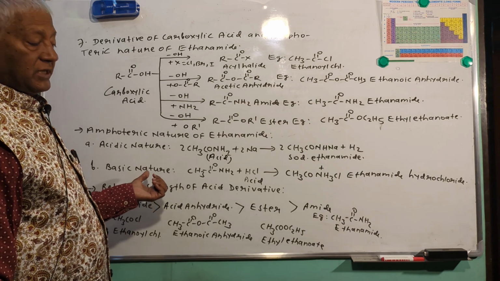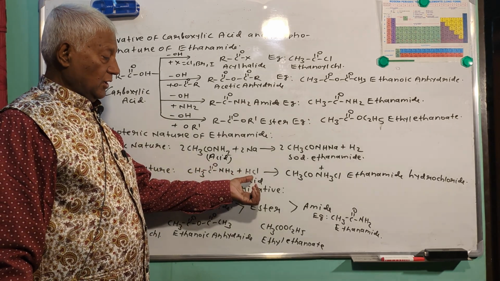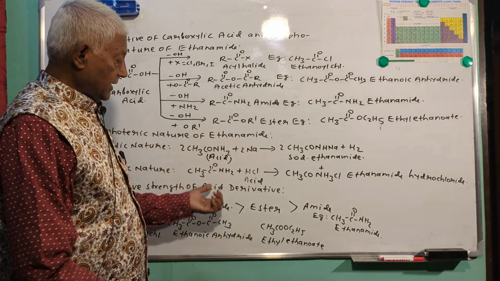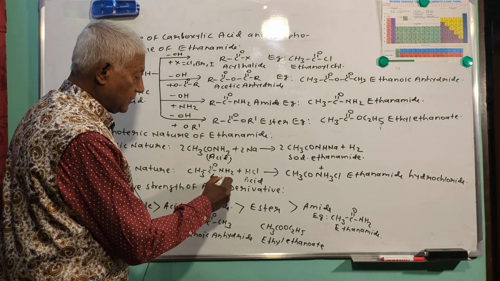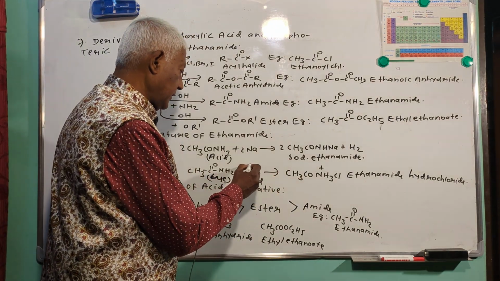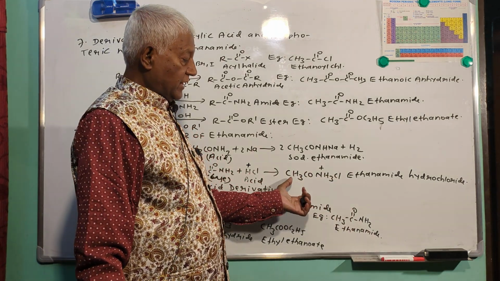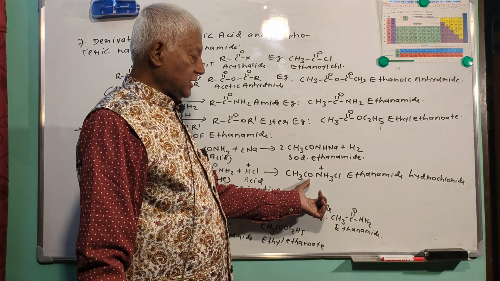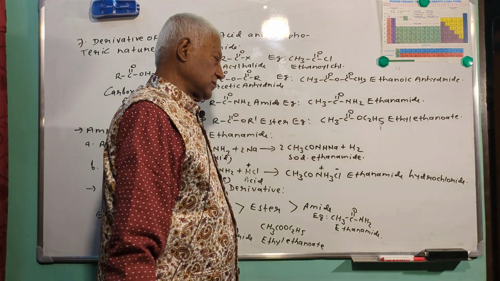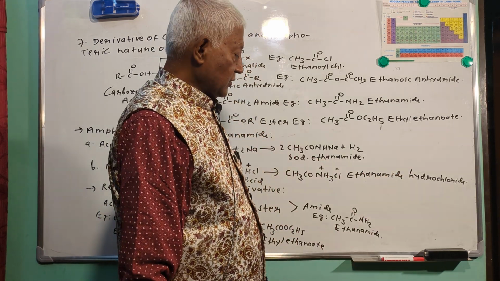Next is the basic nature. Ethanamide, when treated with HCl, gives a salt, acid and base. In this case, that is the base. In CH3CONH2, one H is added here, so we have CH3CONH3+ Cl-, an addition type of salt. So we have ethanamide hydrochloride. That is the salt.